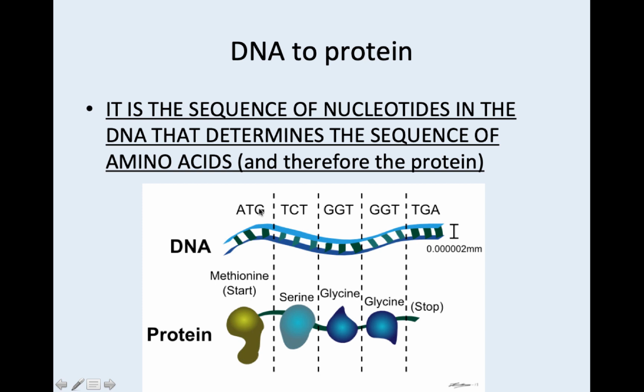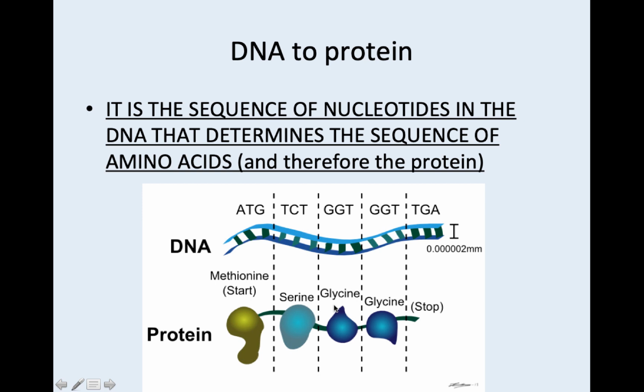Now, we break our DNA up into little codes, like these three-letter codes, so adenine, thymine, guanine, thymine, cytosine, thymine, guanine, guanine, thymine. And each one of these three-letter codes here is going to code for a particular amino acid. So in this case, TCT eventually feeds through and you're going to put this amino acid serine there. GGT means glycine eventually down the line.